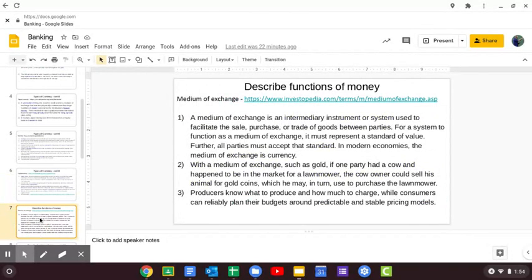We talked about there are 3 functions of money: medium of exchange. Now, money is a medium of exchange. It represents a standard of value between 2 people. All parties accept that standard, and that's what we use as our currency.